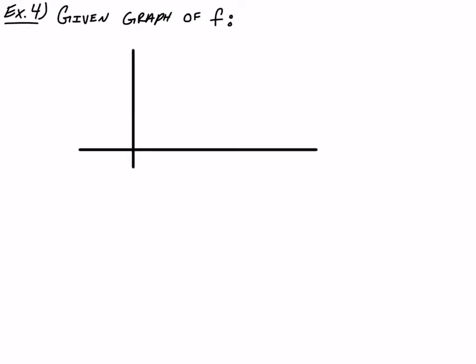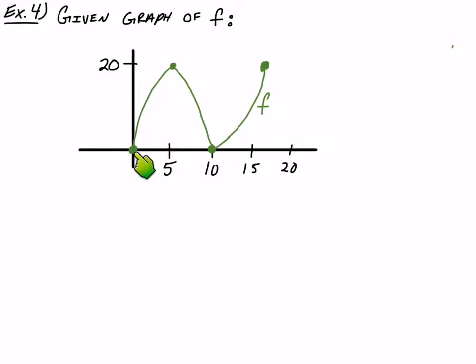I'm going to give you the graph. So given a graph of F, let's plot some really basic points on here. Start with some axes here. 5, 10, 15, 20 on the x-axis. And I'm going to put some points down, namely 0, 0, 5, 20, 10, 0, and 15, 20.